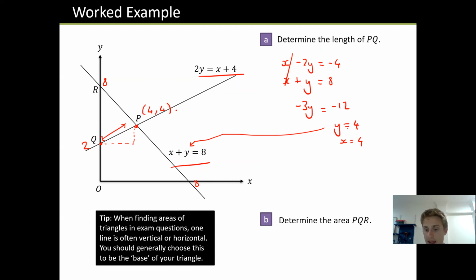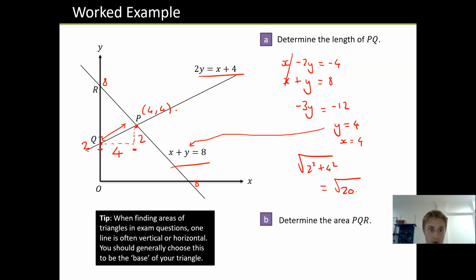Once I've done something like that, the rest of the question is not too difficult. What's the difference between this x value and this x value? This is 0 to 4, so it's 4. We go up from 2 to 4, so it's 2. 2 squared plus 4 squared equals root 20, okay, as we did in the previous slide. So the length of PQ, so that's the distance of root 20.